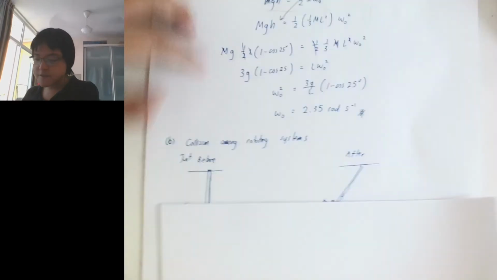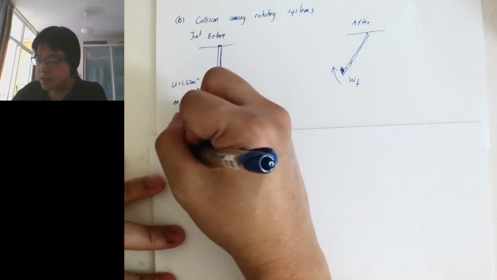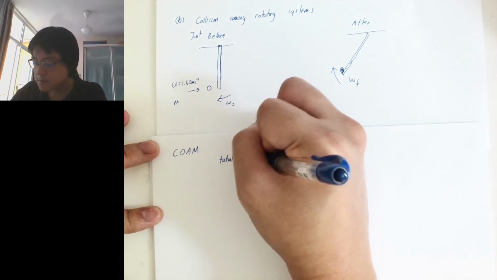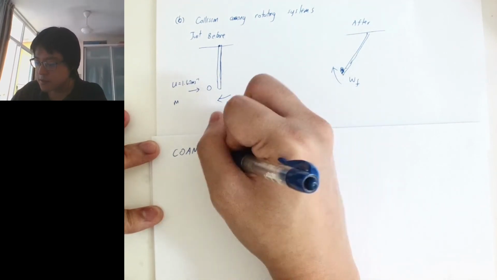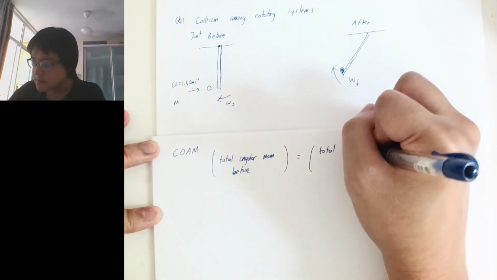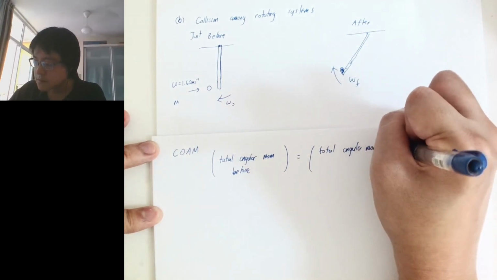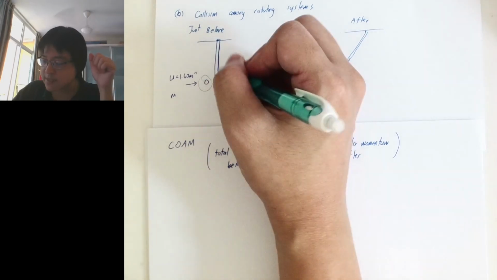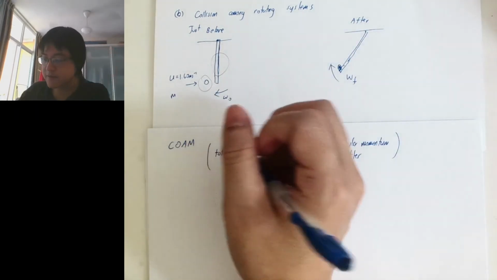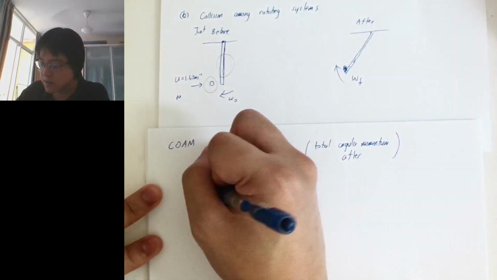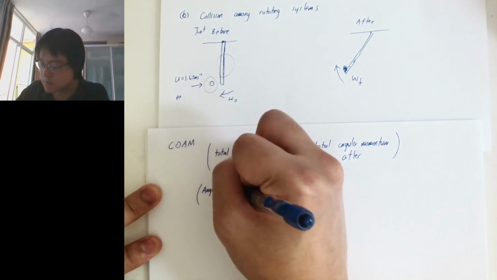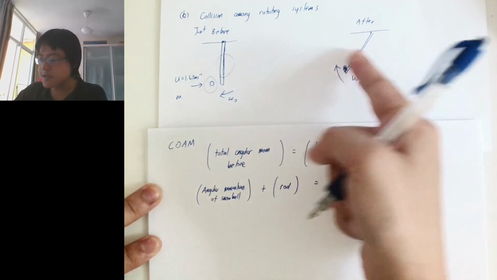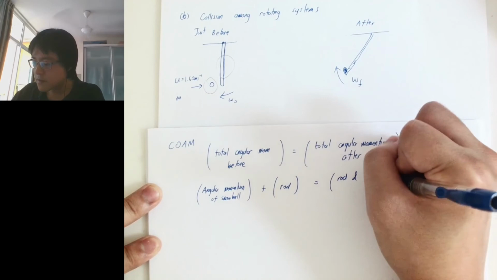Okay, so how do we solve this? We are talking about before and after, so we are using conservation of angular momentum. That means the total angular momentum before collision equals the total angular momentum after collision. What's the total angular momentum before collision? I have two things, the snowball and the rod. So the angular momentum of the snowball and the angular momentum of the rod, and after collision the rod and ball are moving together.